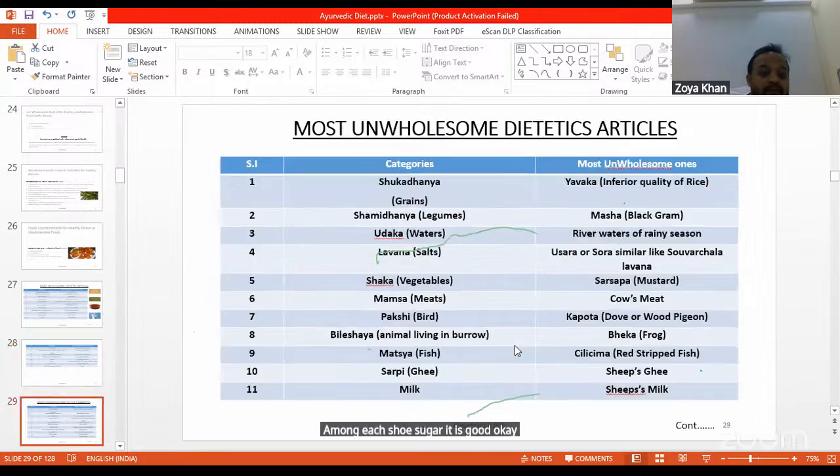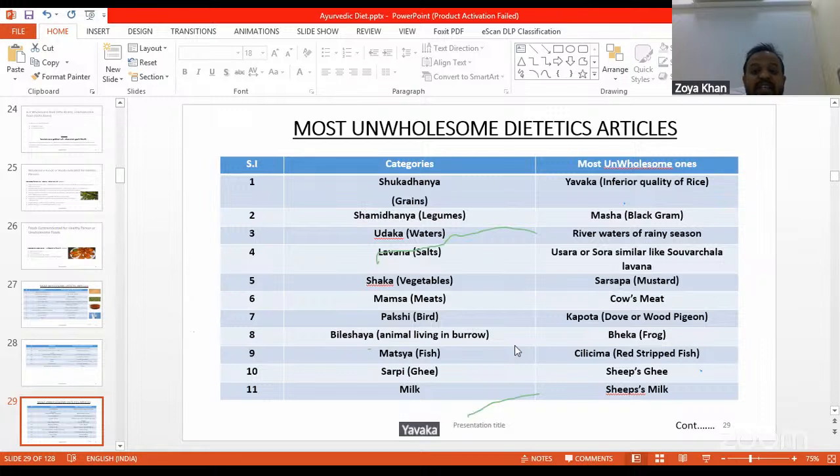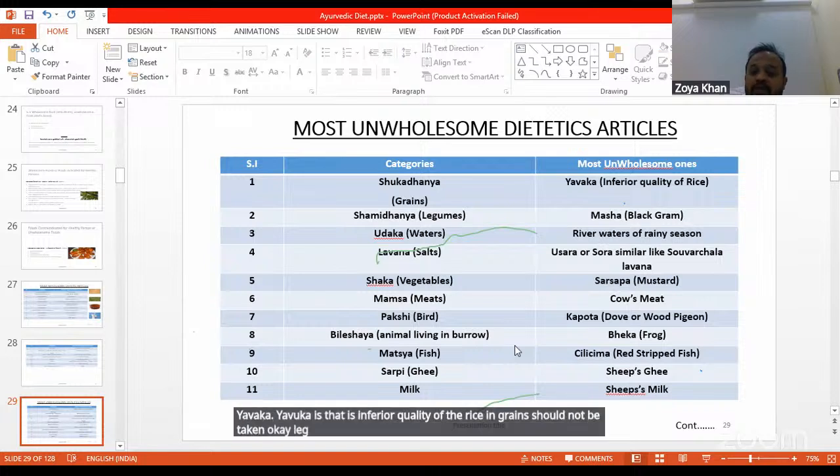Okay. Then the most unwholesome dietetic articles. Shukadhanya: Yavaka, that is inferior quality of rice grain, should not be taken. Legumes: masha is unwholesome, it is not good for health. Again, udaka, river water, is not good for our health. Salts, which is ushara or shora, similar to sauvarchala lavana. So these are unwholesome dietetics.